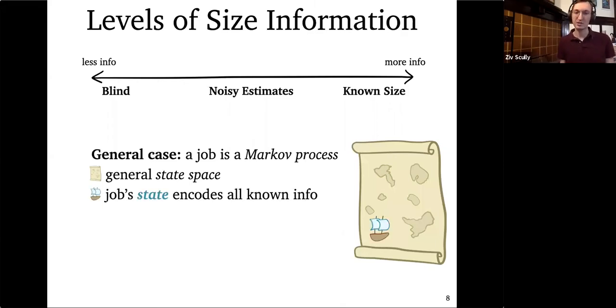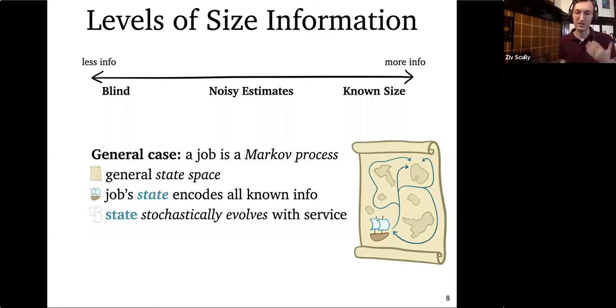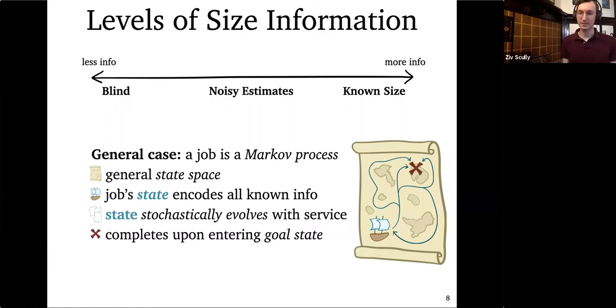And the job state describes all the information that we know about the job right now. So I like to visualize the state space as some sort of map, and the job state is a location on the map. And in a Markov process, a job state evolves stochastically with service. So as we serve the job, the state travels around the map in a random way. And what we're going to say is that a job finishes when it enters a certain state called the goal state, which I've drawn as a red X on this map.